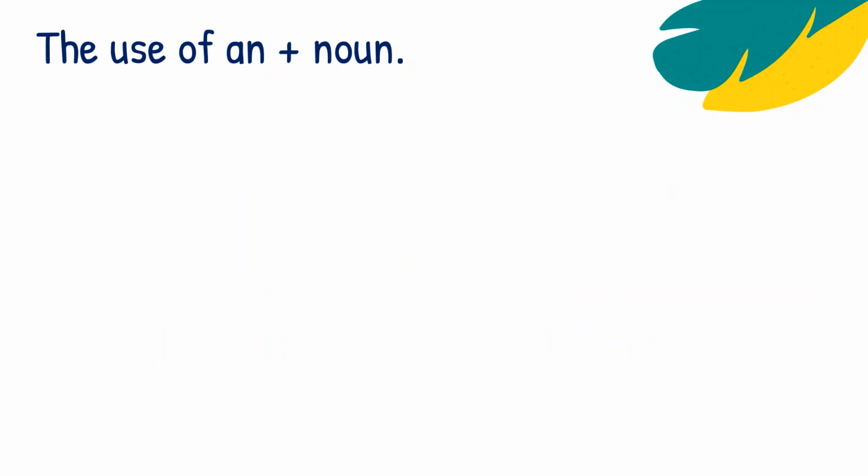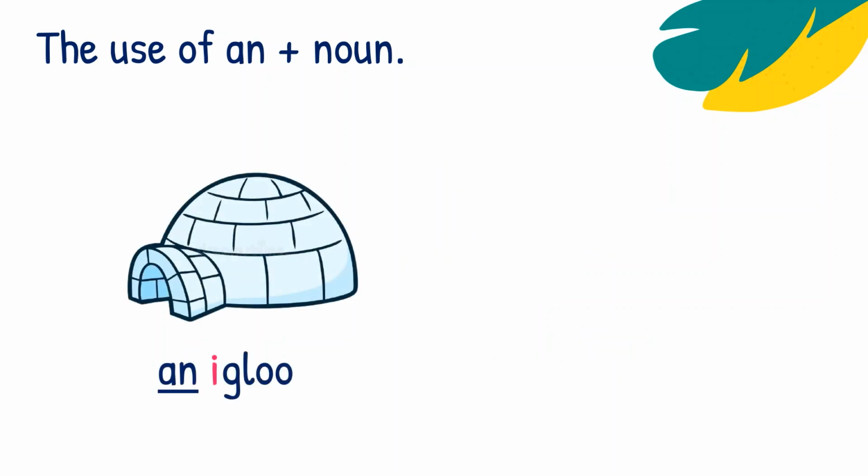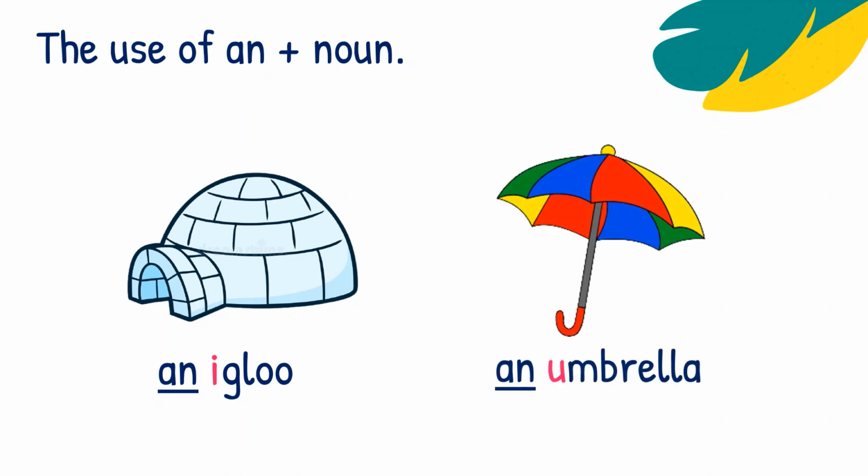Another example is an igloo. The word that comes after an is igloo. Igloo starts with letter I, which is a vowel. An umbrella. The word that comes after an is umbrella. Umbrella starts with letter U, which is a vowel.